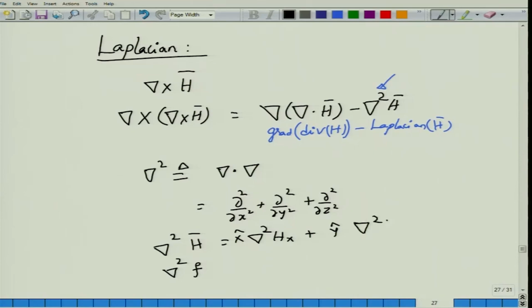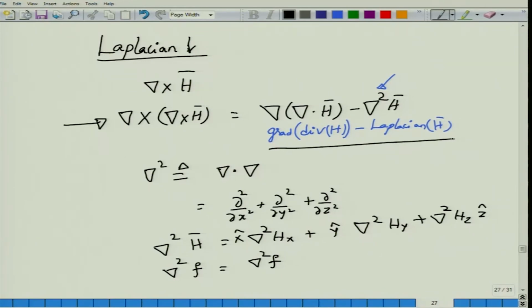Okay. So observe that del square goes onto hx and x hat, del square goes onto hy and y hat, plus del square goes onto hz and there is a z hat out there. Whereas when you apply this to a scalar quantity, you are only applying it to the function f itself. Okay. This Laplacian will be very important, and this equation that we have written, curl of h being given by gradient of divergence minus Laplacian, will be the starting point for us to derive the expressions for the wave equation.